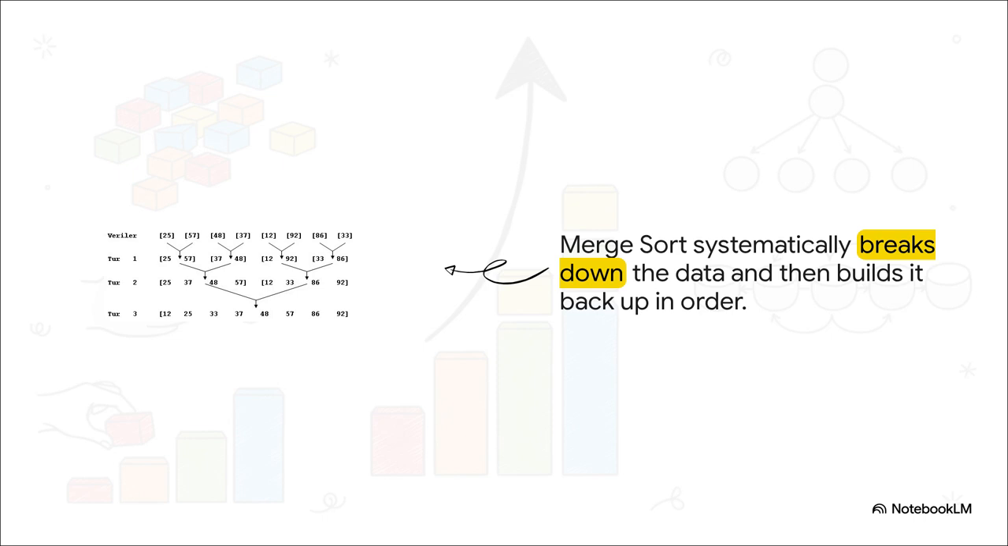And now, for the second half of the magic, the merge. Once everything is broken down into single items, the algorithm starts putting them back together. But it does it in sorted order. It takes two small, sorted lists and combines them into a new, slightly bigger, sorted list. It just keeps repeating this process until there's only one big list left, which is now perfectly sorted from beginning to end.